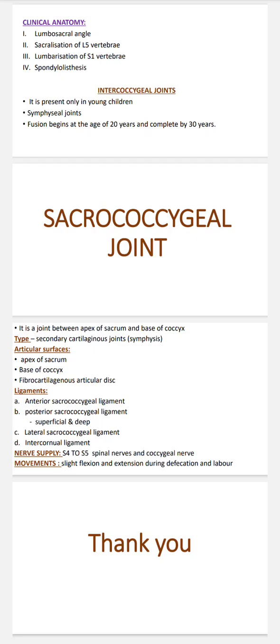The nerve supply is the S4 and S5 spinal nerves and the coccygeal nerves. The movements in these joints are slight flexion and extension during defecation as well as labor. So these are all about the joints of the pelvis.